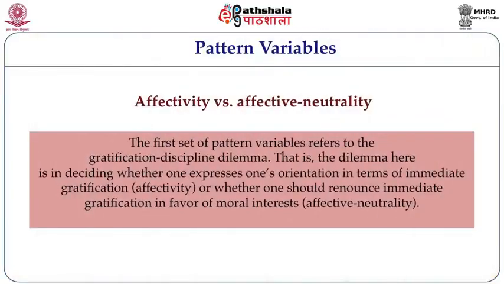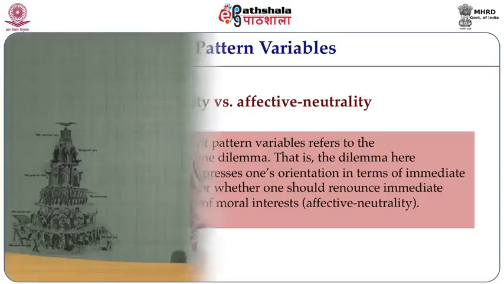Now let us discuss these five pattern variables one by one. The first pattern variable, affectivity and affective neutrality, basically talks about the question of the gratification-discipline dilemma. So how we can see our dilemma that is associated with the question of gratification.